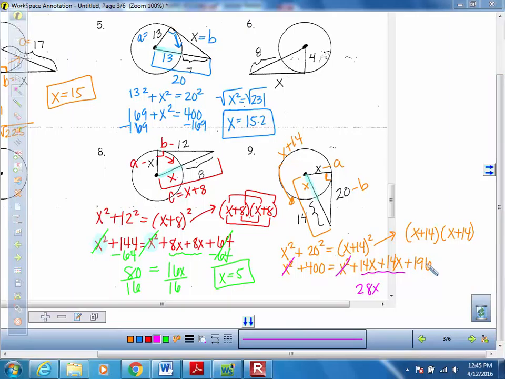Then I want to move this number to the left-hand side since 400 is over here, so I'm going to subtract 196. So 28x should equal 204. And then to get x by itself, I've got to get rid of this 28, so I would divide by 28. And what would my x equal there? 7.3. Let's leave it at rounding to the tenth.